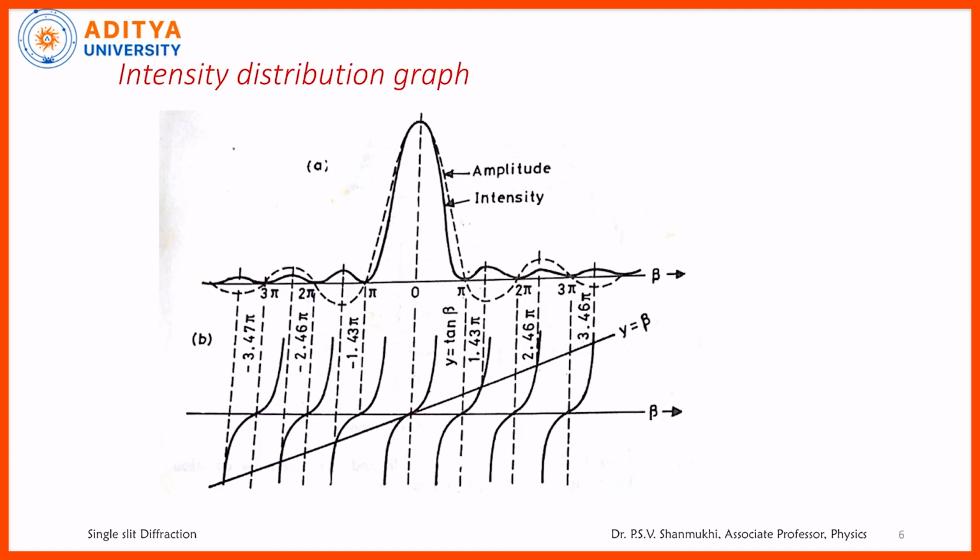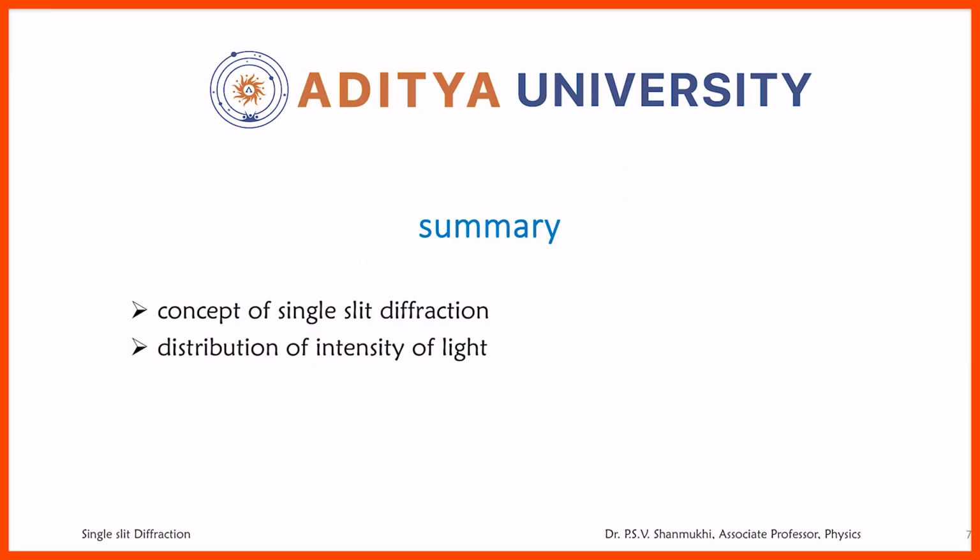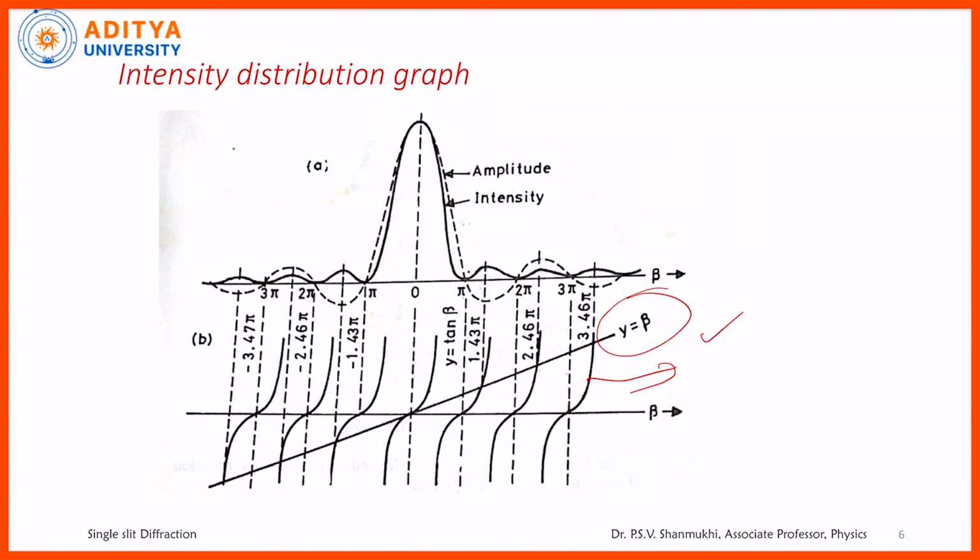Observe the graph. Here I plot a graph for y is equal to β, we get a straight line, and y is equal to tan β. These are the curves representing y is equal to tan β, different curves. Actually tan θ is infinity at 90°, that is π/2, 3π/2, 5π/2, 7π/2, etc. we get infinite values. At tan 180, tan 2π, etc. we get zeros. So like that we get this kind of curves. These two graphs will intersect at various points.